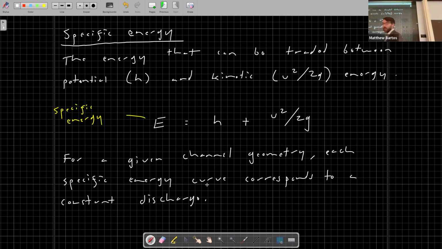So if you have a fixed channel geometry, a given discharge will have its own specific energy curve. So this will be more clear in a second when I start drawing the specific energy curves.